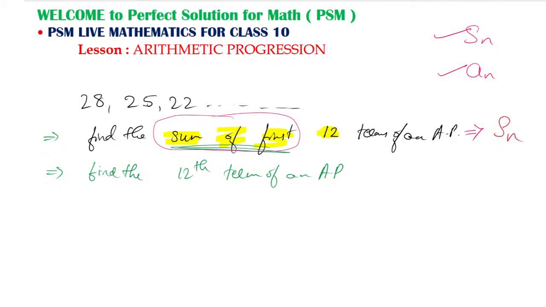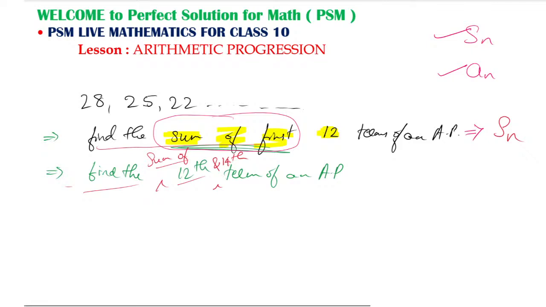So it is Sn. Second question: find the 12th term of the AP, or find the sum of... Here I will write, find the sum of the 12th and 14th term. So see, both look similar. Find the sum of the first 12 terms of an AP. Find the sum of the 12th and 14th term of an AP. So what is the question here?